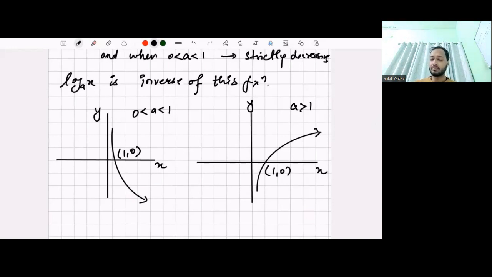ठीक है. So this is all the functions we have discussed here, graphs of functions. There is another way, using calculus also we can define these functions, but we will discuss that in the next video.